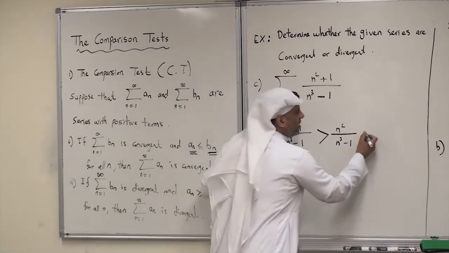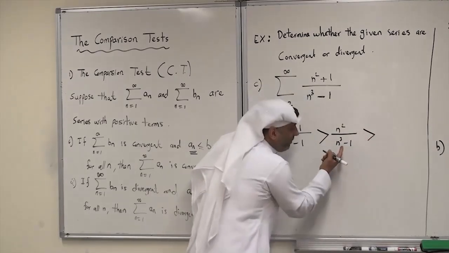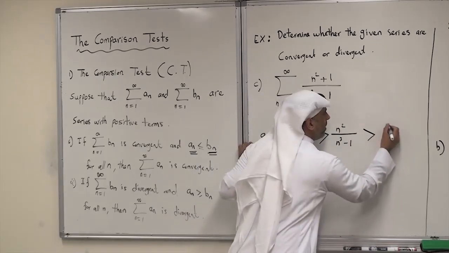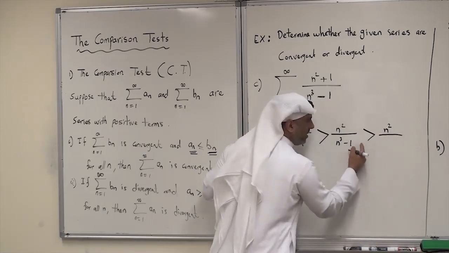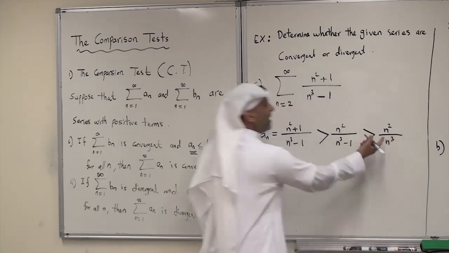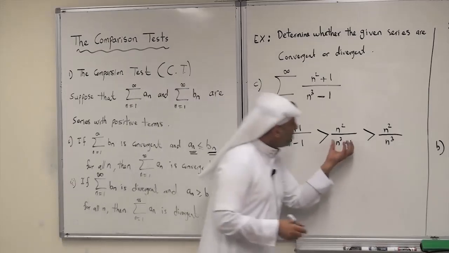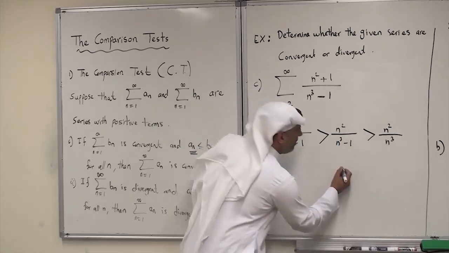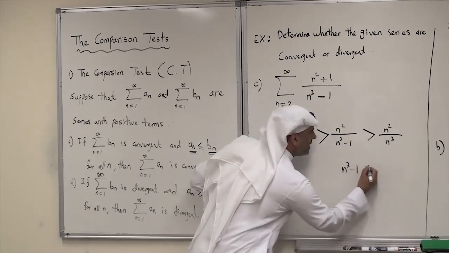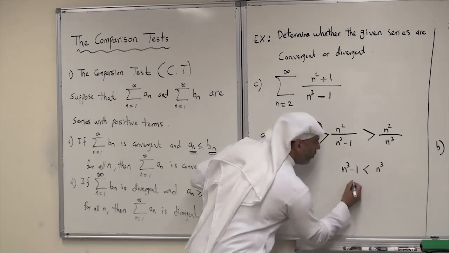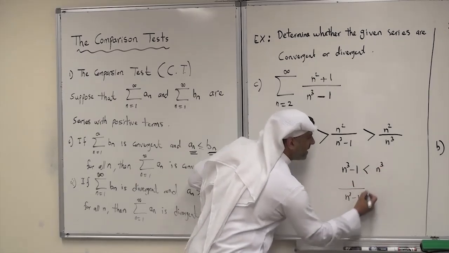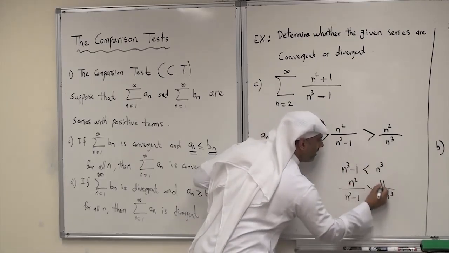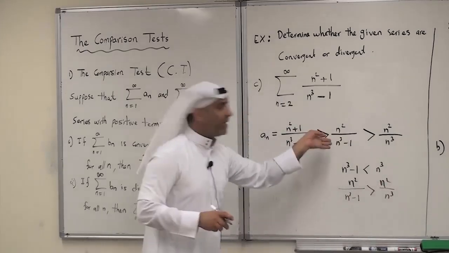Okay, let's do one more modification. I will say this is larger than, now if I increase the denominator, what will happen? This will be n squared all over n cubed. I know this is larger than this. If you have a smaller denominator, you have a larger value. This is a larger denominator, so you have a smaller value. Meaning, I have n cubed minus 1 is less than n cubed. So 1 over n cubed minus 1 is larger than 1 over n cubed. Now multiplying by n squared will not affect anything in the inequality. This is the proof that this is larger than this.